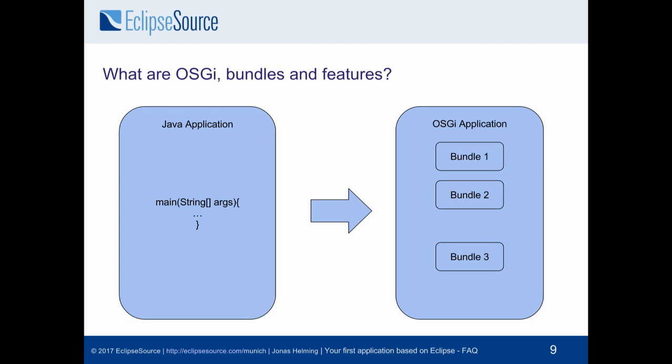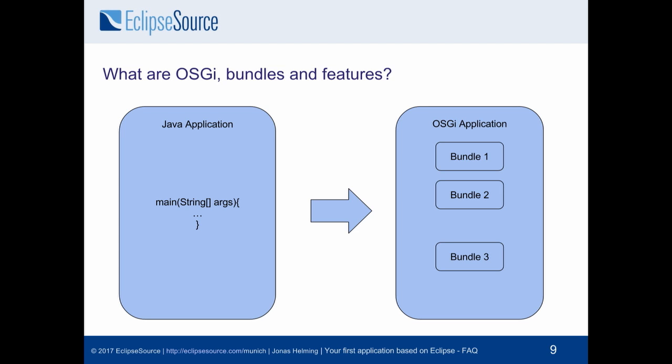And what you can do in OSGi is you can select an arbitrary number of bundles, group them together, and then start this as an application. You can even deploy new bundles during runtime. So if you decide I want a new feature in that application, you can just put bundle 4 in, or you could take it out again.